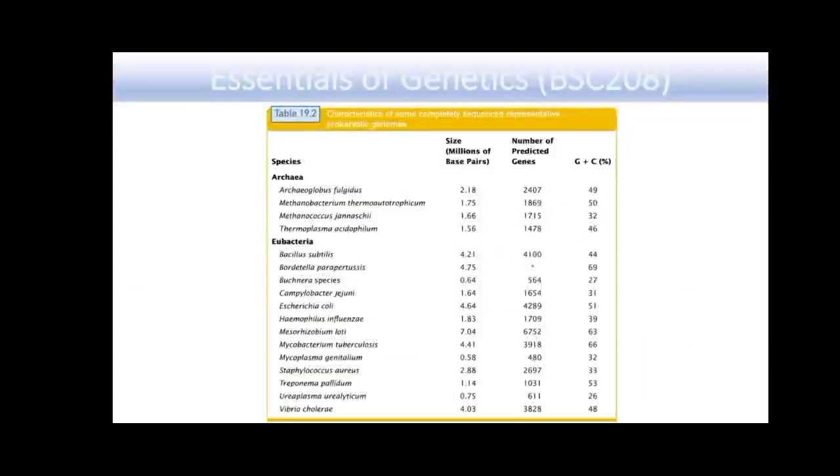So in this table, different bacterial species are given for which genomes have been sequenced, and their number of genes have also been predicted, and their GC content is also given. In all these species, almost half of the genes identified still have no identified function.